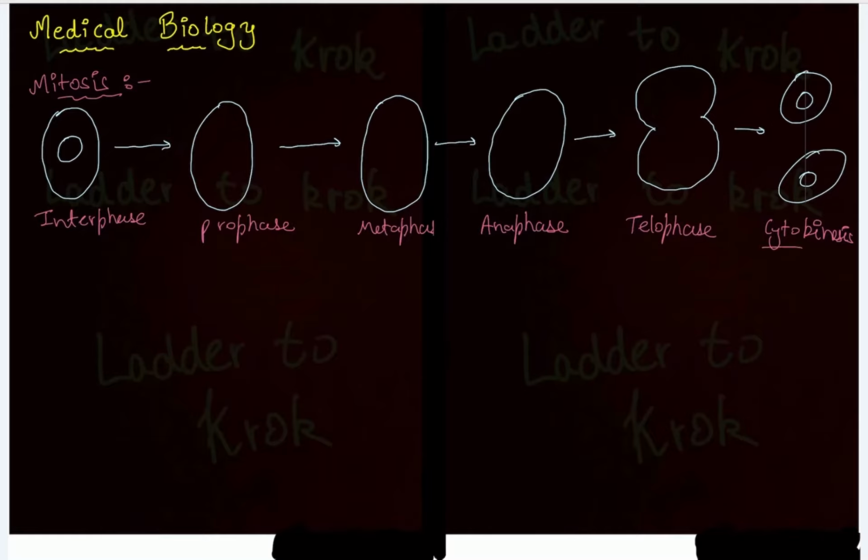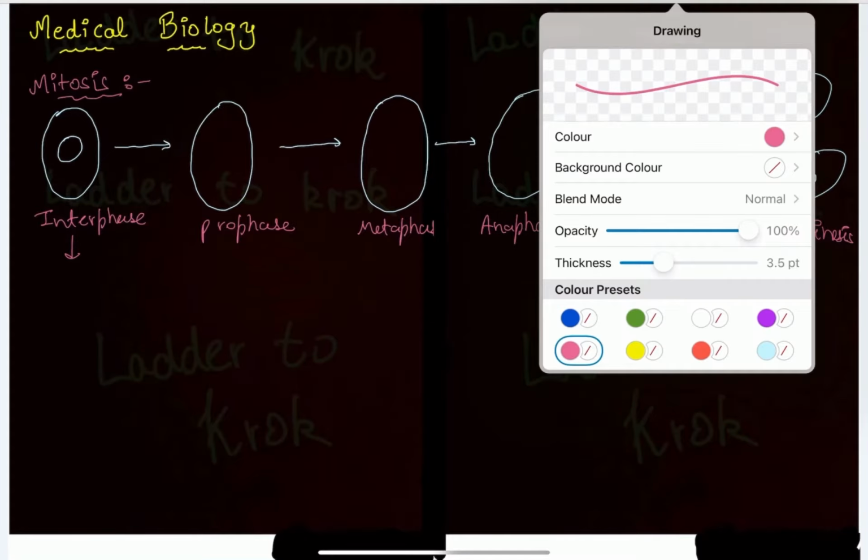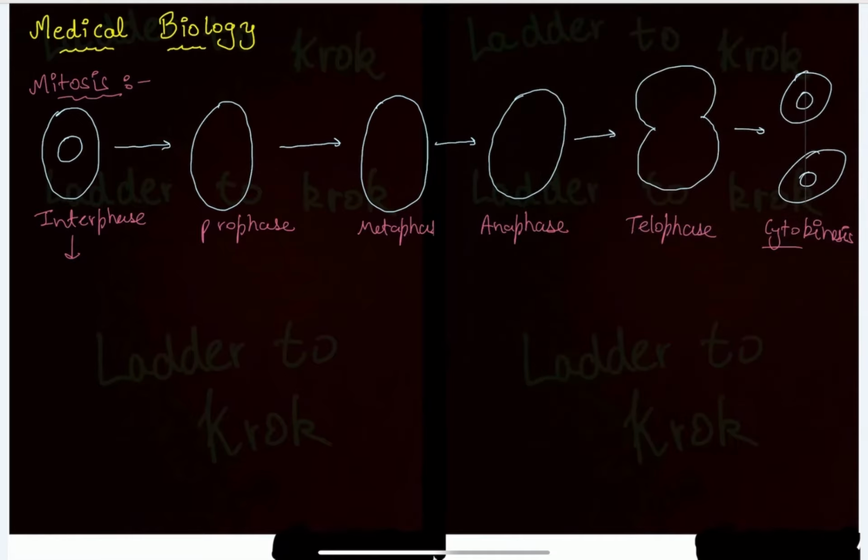Now, what happens in this interphase? This interphase has many subphases. The first one is G1. What happens in this G1? The cellular content duplicates. It means whatever the cell has, the content becomes double. The size of the cell starts increasing and everything.